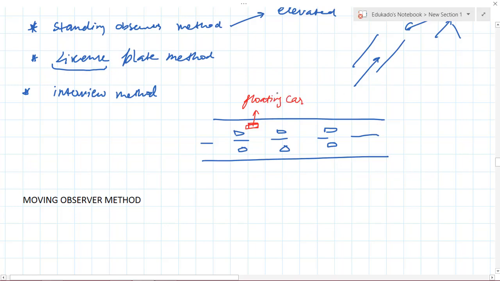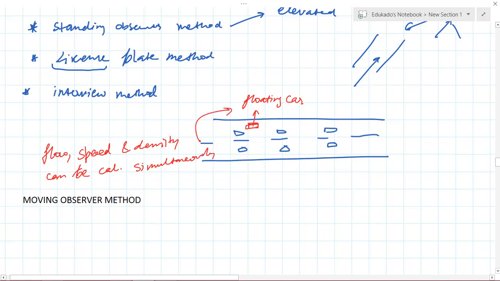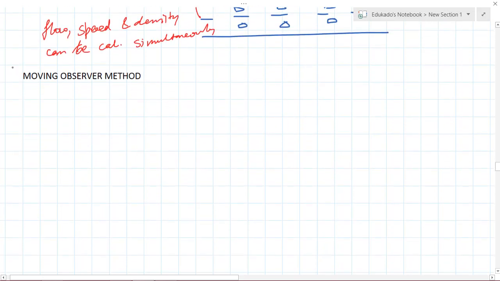And using this we calculate the speed and all the characteristics that we have listed right now. Density also can be calculated using this. So we can calculate the flow, speed and density simultaneously using this floating car method. Fine. This floating car method is also known as the moving observer method.